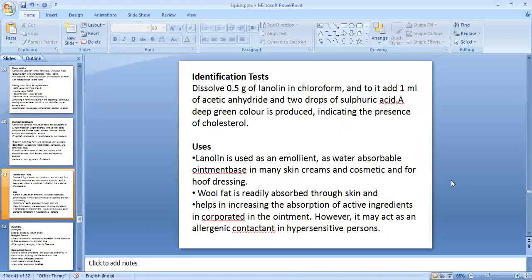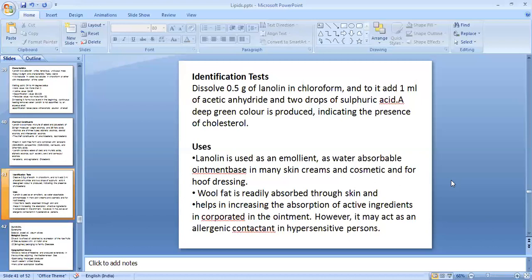And next is the identification test. Here you have to identify the lanolin by the presence of cholesterol. So how will you do the test? You can identify the cholesterol by the test for steroids, that is the Salkowski test or Liebermann-Burchard test. Here I have given the Liebermann-Burchard test. The lanolin is dissolved in chloroform and treated with acetic anhydride and a few drops of sulfuric acid. A deep green color is produced, which indicates the presence of cholesterol. This is the Liebermann-Burchard test. The Salkowski test is just dissolving the lanolin in chloroform and adding a few drops of sulfuric acid, and you get a brown color. So that is about the identification test for cholesterol, which in turn identifies lanolin.